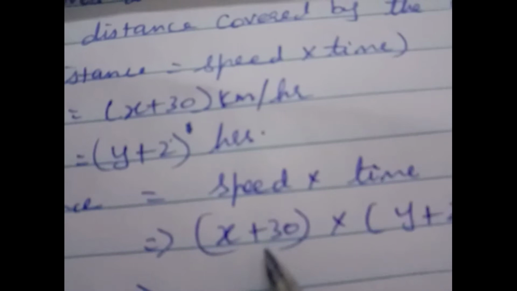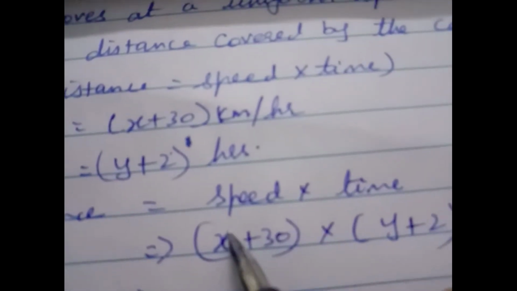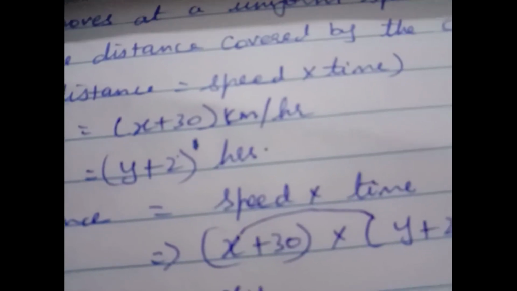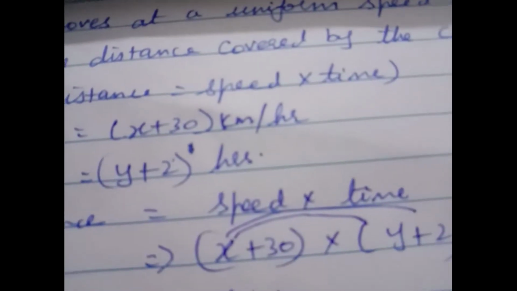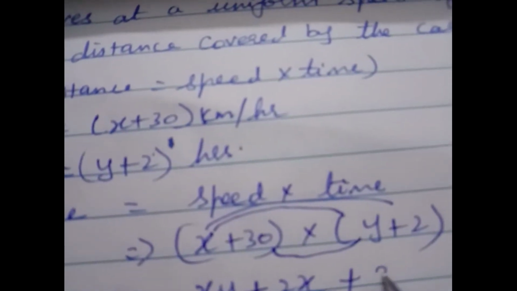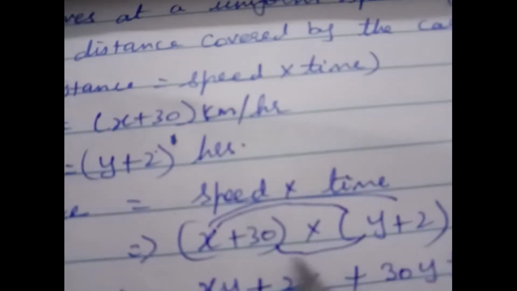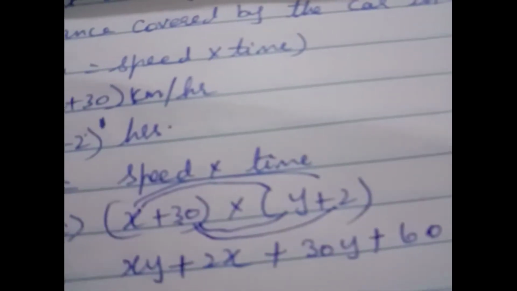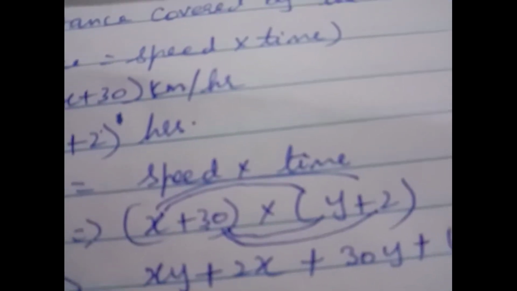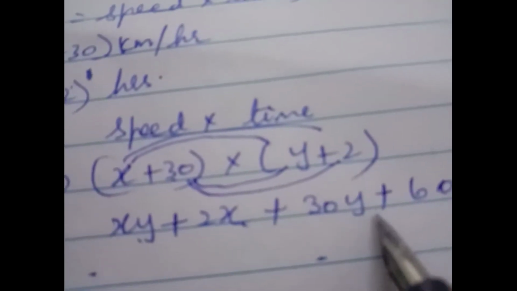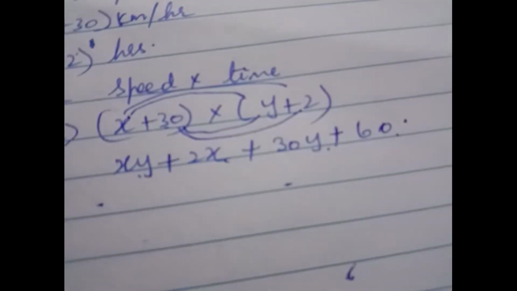So if you multiply binomial with binomial, each term you have to multiply. x into y is xy, plus x into 2 is 2x, plus 30 into y is 30y, 30 into 2 is 60. So your answer is xy plus 2x plus 30y plus 60.